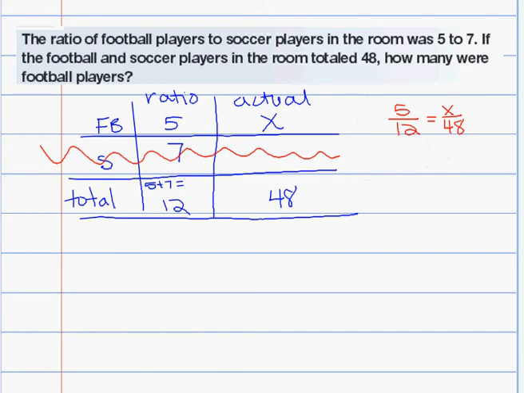So let's see, in this case I know that 12 times 4 is 48, so I will multiply 5 times 4 and I will get 20 football players.